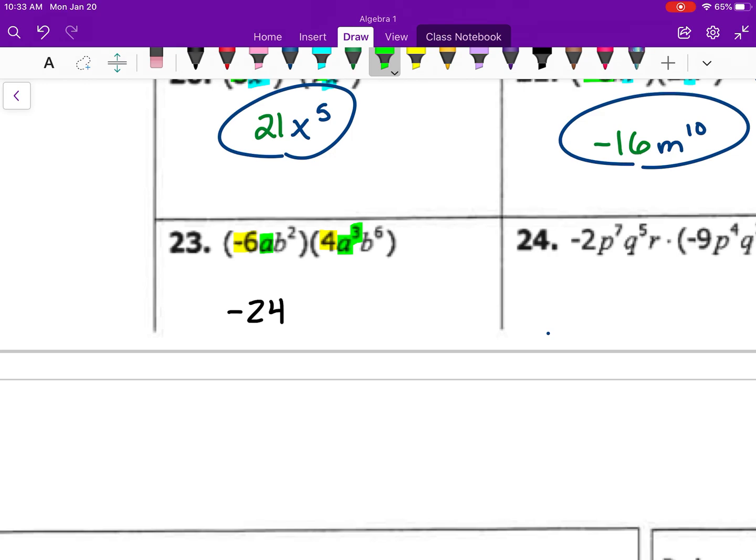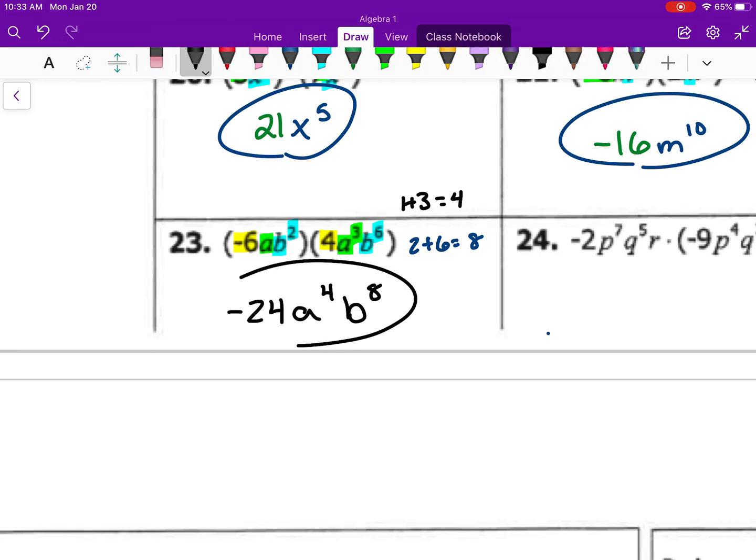Remember, exponents are repeatedly multiplying the same thing over and over, so I need to only look at when I have the same thing. A and A cubed together, 1 plus 3 would be 4, so I'd have A to the 4th. B to the 2nd power, B to the 6th power. I only would combine them if they're the exact same thing. So 2 plus 6 would be 8, so I'd have B to the 8th power.